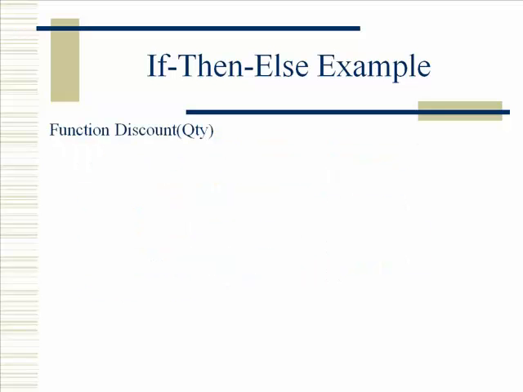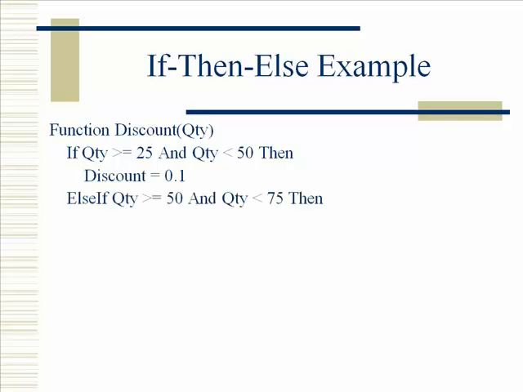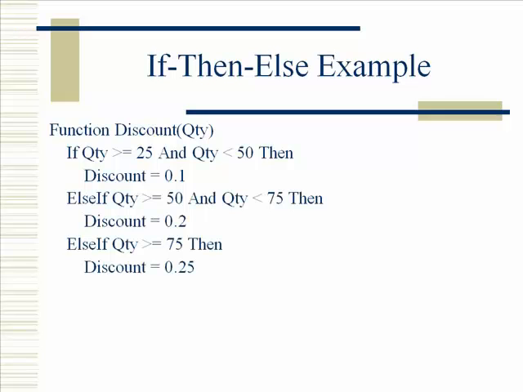So I'm going to begin my function with the keyword function. Name of discount, quantity is going to be the variable that I pass in there. So in this first portion of the if statement, the quantity really is between 25 and 50. Then I'm going to set the discount to 0.1. Else, if the quantity is between 50 and 75, I'll get a higher level. Else, if the quantity is greater than 75, I get a higher level still.